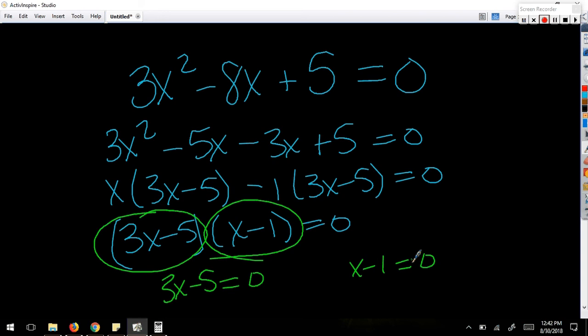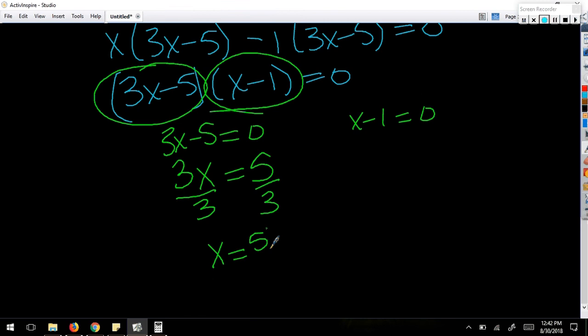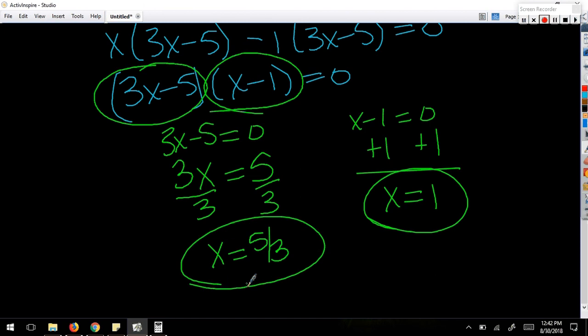So if I set each one of those equal to 0 and solve them, I will find my two solutions. And yes, these have two solutions. And we're going to talk about why in just a minute. Add 5, divide by 3, add 1, and there we go. Does that make sense?